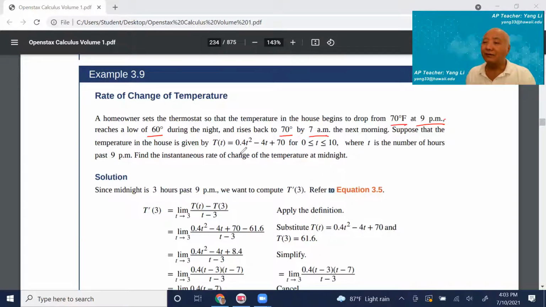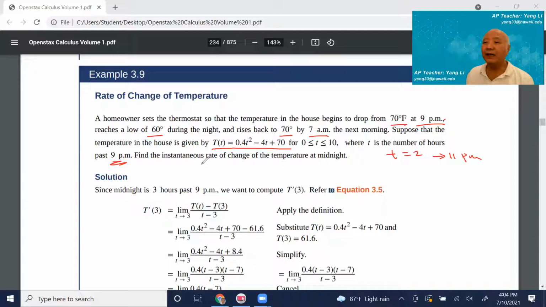Now they gave you the function of the temperature change along the time, right? And T is the number of hours past 9 p.m. So for example, T equals 2, the time should be equivalent to 11 p.m., okay? That's the meaning of T, because T starts from 9 o'clock, you count the time. One hour later is 10 p.m., that's T equals 1, like that, okay?